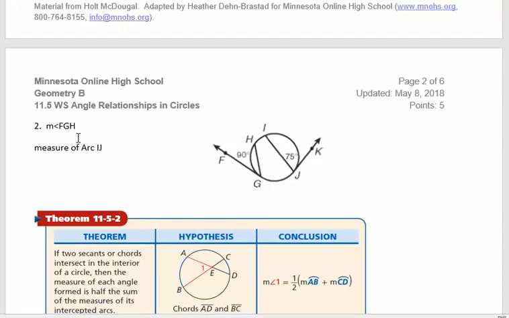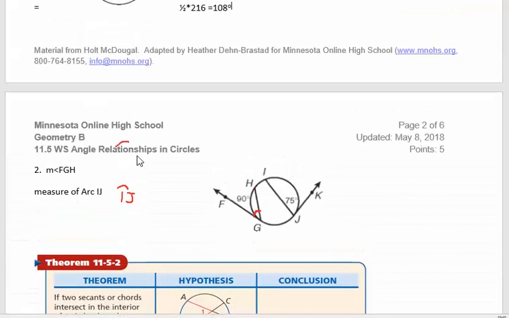This one, they want us to find two things. The first one is the measure of angle FGH, which is right here. The second one is arc IJ. Now, when you're typing, it's hard to make the curved line over it, so I wrote that we're looking for arc IJ. That's what it would look like if I was handwriting it. So arc IJ is this arc from here to here. And again, it looks a little strange, but the angle that it belongs to is the 75 degrees.